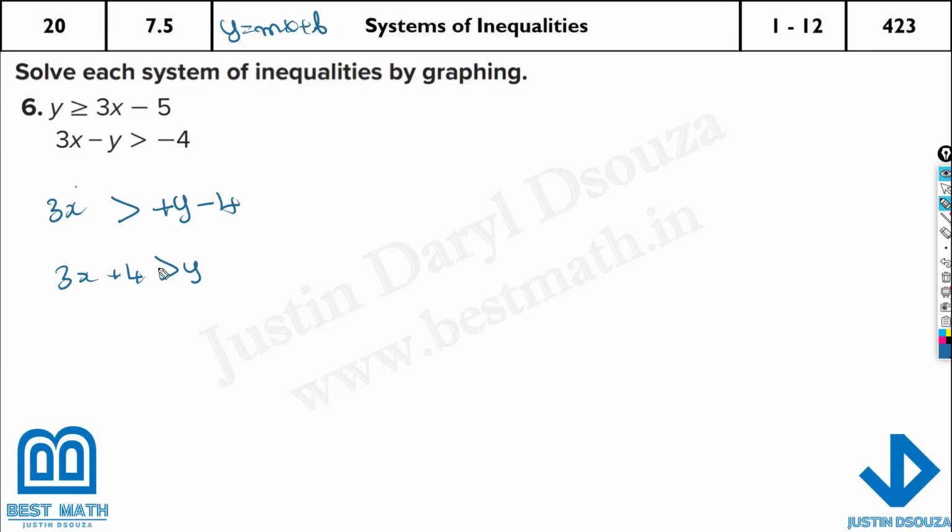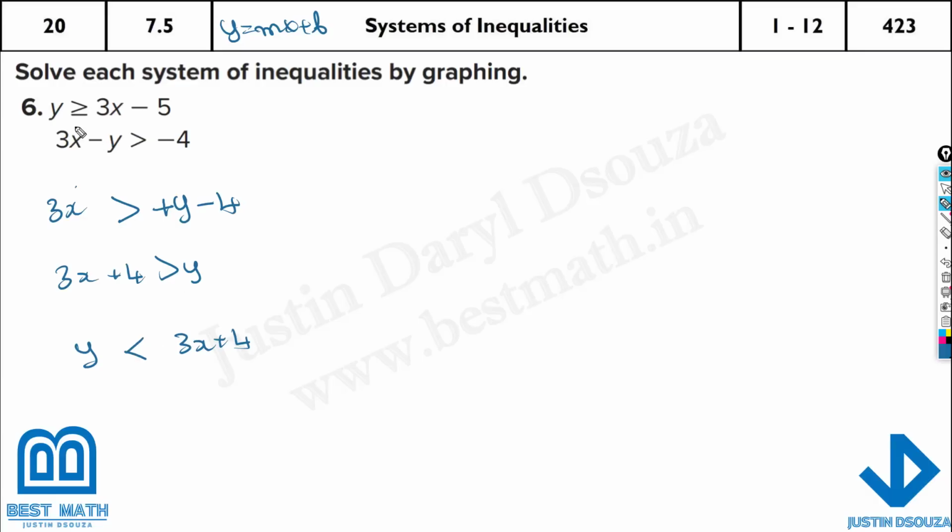But we need y first. So we need to bring this to the other side and this to the other side. Can we just write like this? 3x plus 4 and greater than. No, because it's inequality. The rule is when you're swapping these sides, make sure you swap the sign as well. This is very, very important. So this is the answer.